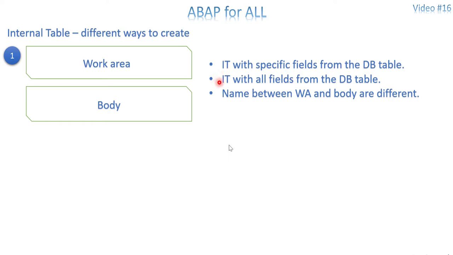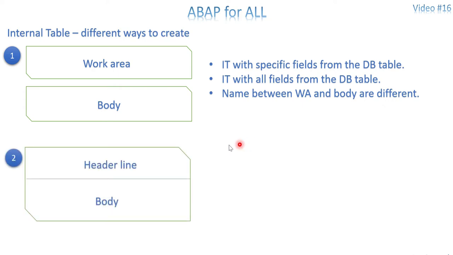Another way is an internal table with all fields from the database table, and the name between the work area and body might be different. You can have the same name, but for easy reference, always keep a different name for your work area and the body of an internal table. The second step: I'm going to create an internal table with header line and body.